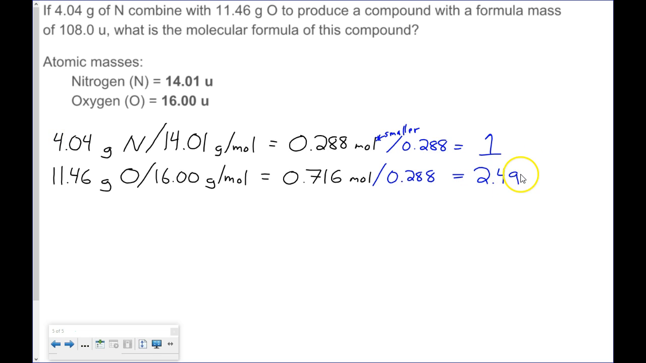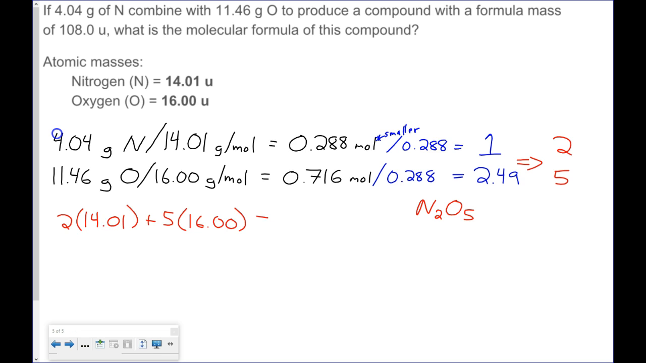Well, I'm going to round that, and you don't want to round this one down to 2. In this case, this is 2.5. What I really need to do is get that to a whole number integer. So I'm going to multiply that essentially by 2. So the simplest whole number multiplier in this case is 2. That gets me to 2 of nitrogen and 5 of oxygen. So that's N2O5. Now I'm going to figure out the molar mass of that.